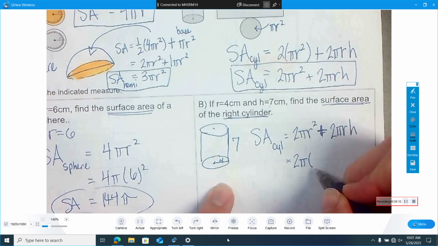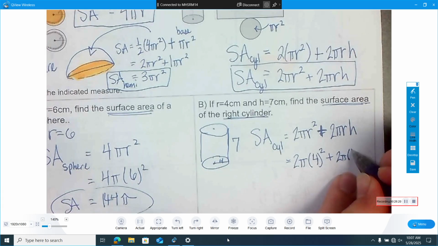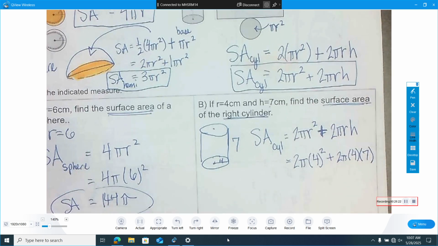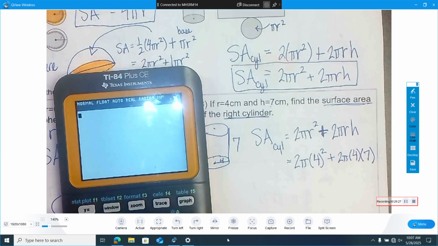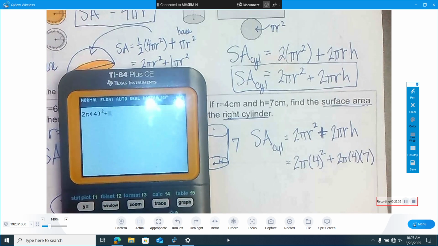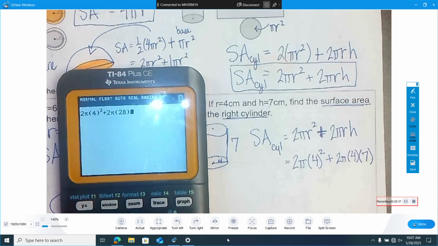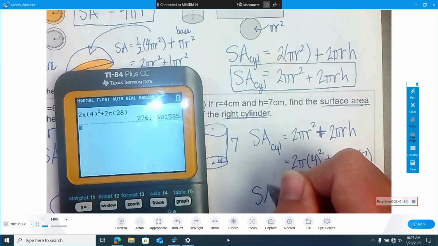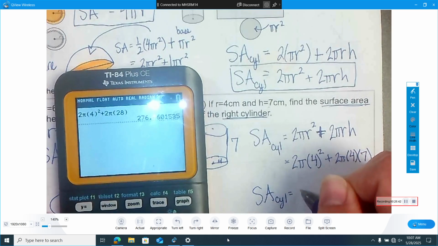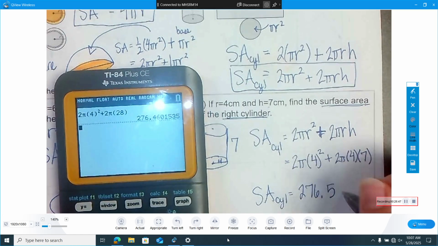What's our radius? 4. And 2 pi radius of 4 and a height of 7. So, big stuff there. Lots to plug into your calculator, really. 2 times pi times 4 squared plus 2 times pi times 4 times 7, can I just say 28? Okay. So our surface area of a cylinder is going to be 276.5. And this is centimeters.